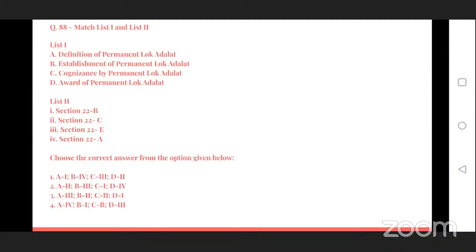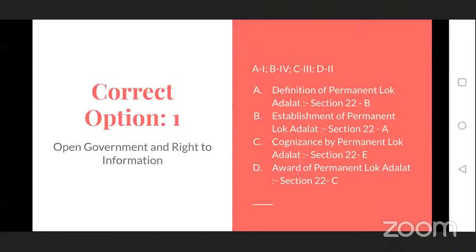So let us look into what the right answer is. The right answer is option number 1. The definition of permanent Lok Adalat is given under section 22B. Establishment of permanent Lok Adalat is given under 22A. Cognizance of permanent Lok Adalat is given in section 22E. And award of permanent Lok Adalat is mentioned in section 22C.